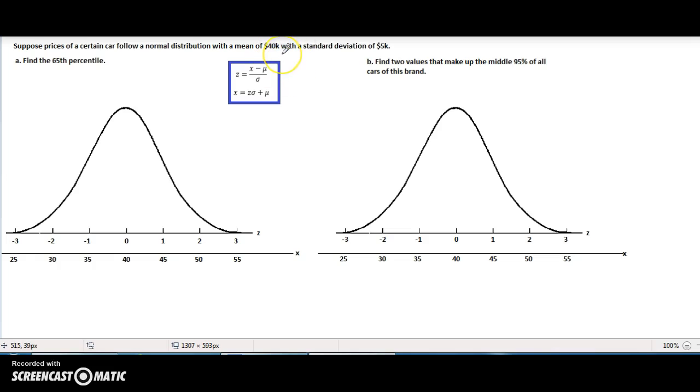So I wrote out both the formulas. z equals x minus mu over sigma can be rearranged to x equals z times sigma plus mu. So the first thing I want to do is sketch a graph for the first part. I'll just draw the curve, and I want to show that 65% is below. So here is 65. So this area is 0.65.